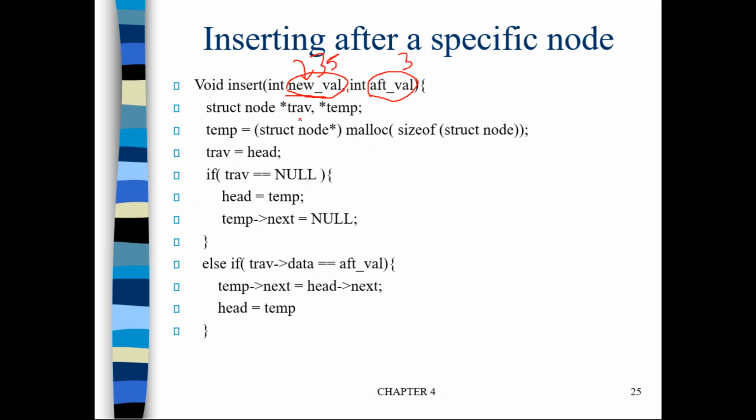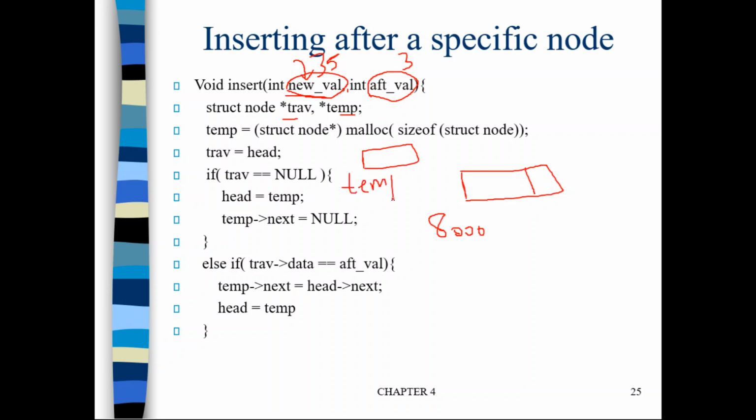Here also we create two pointers, traverse and temp. Temp is for the new node, so we create a new node: temp equals struct node star malloc size of struct node. So this will create a new node. Let us assume this new node's starting address is 8000, and this is being pointed to by temp.